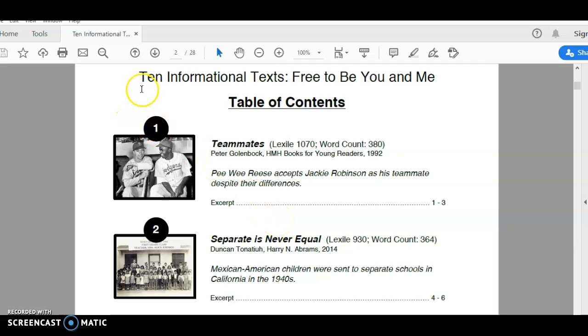Because again, you have 10, but you're going to get a point for each one that you do if you do 3 or 4 or 5. So you don't have to read all of them. And you're going to just decide which one just seems to appeal to you.